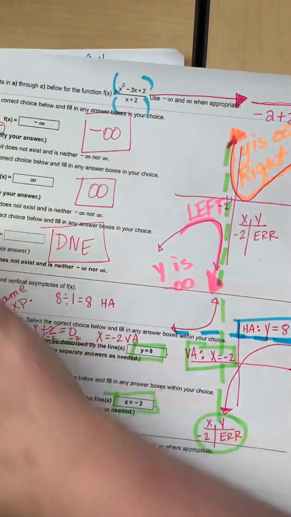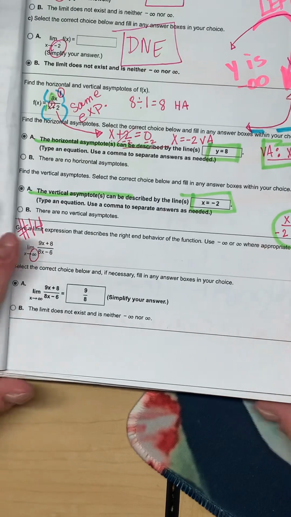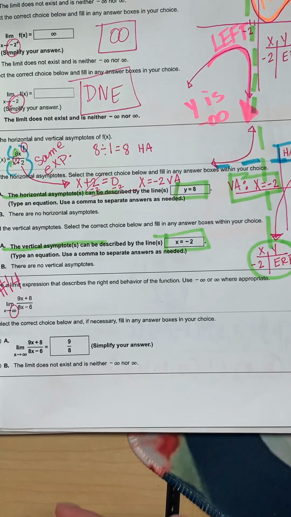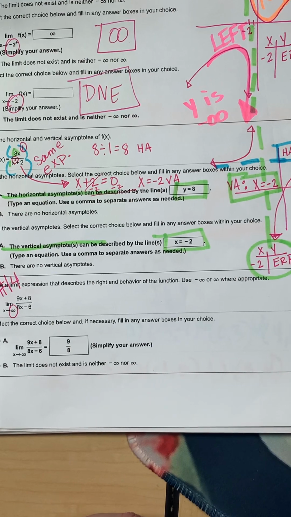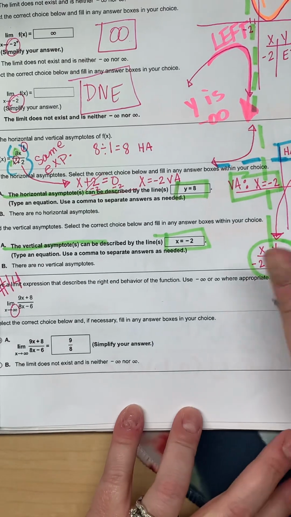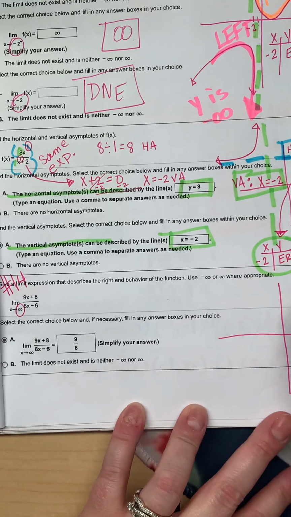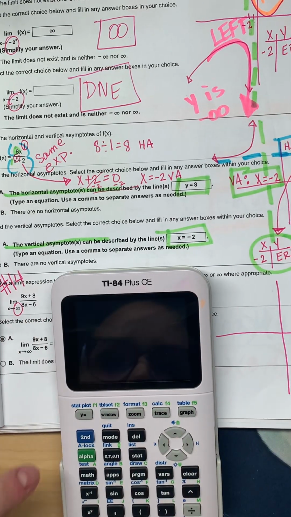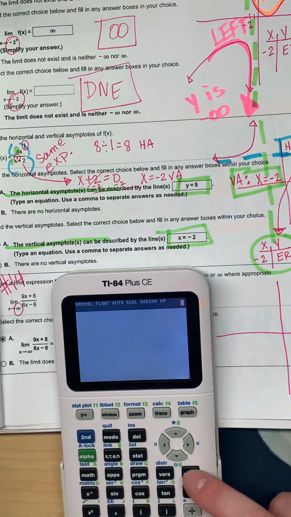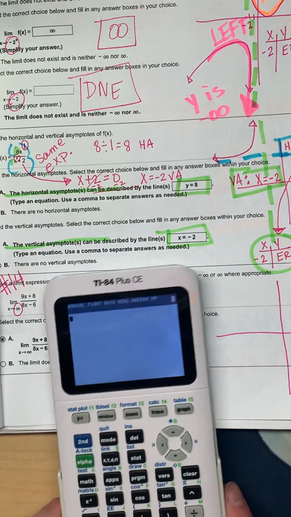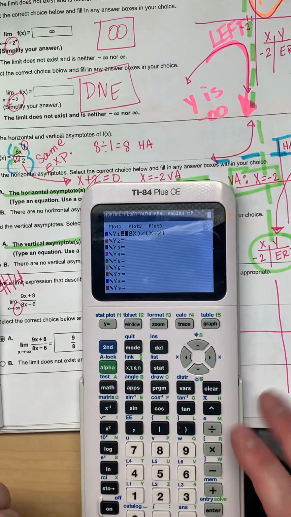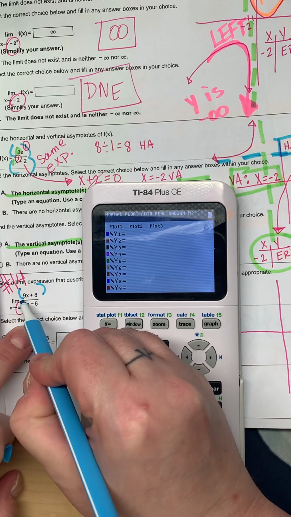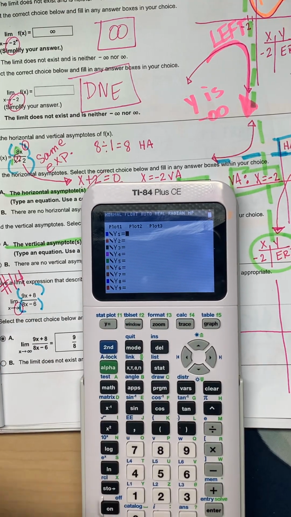So when that happens, we either have to think about our horizontal asymptote rules, or we put it in our calculator and look at the picture. Okay, so we're gonna do both, just in case. So let's try putting this in the calculator. We're gonna go to y equals, and we're gonna type the top in parentheses, then the divide sign, and the bottom in parentheses.